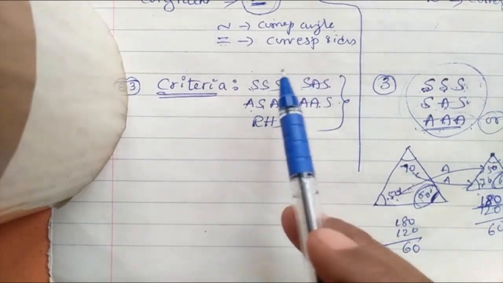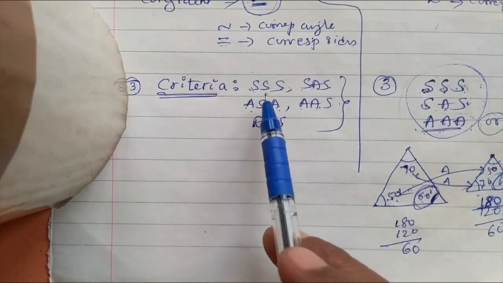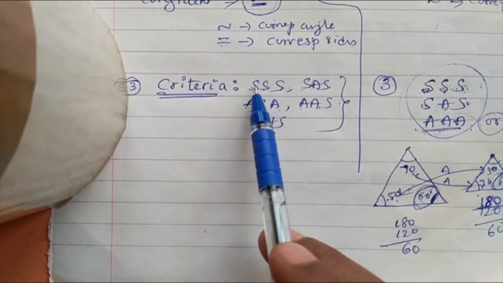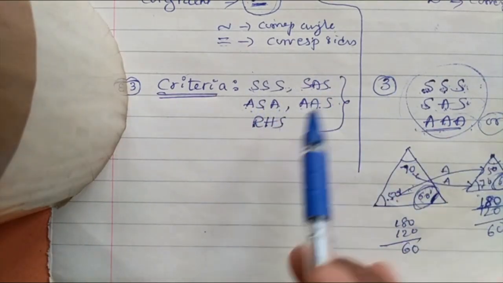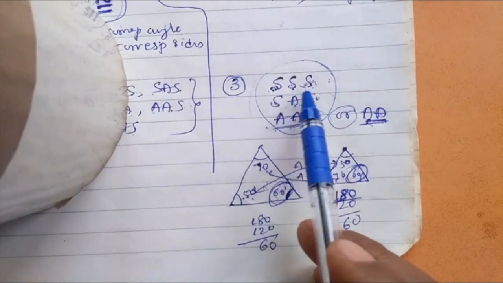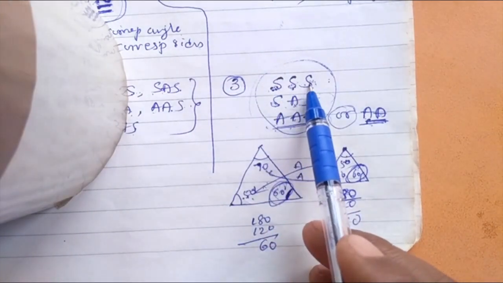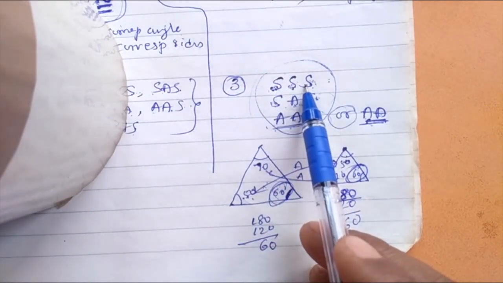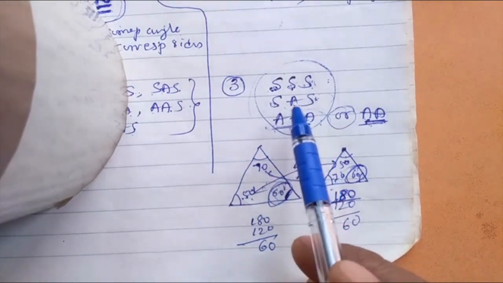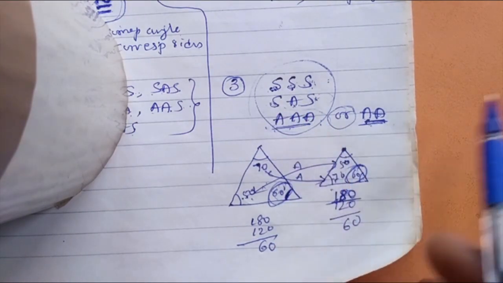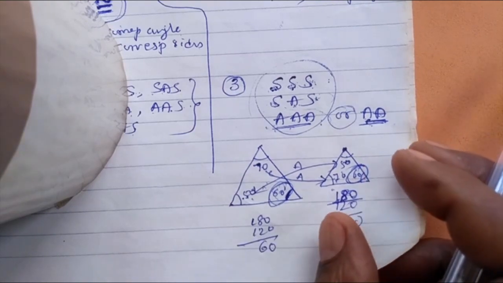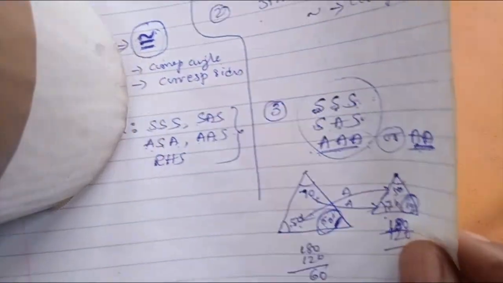The third important comparison is about criteria. There are 5 criteria. In congruence, SSS means all the three sides are equal, SAS means two sides are equal and one angle is equal, like the rest. Here in similarity, SSS does not mean all the three sides are equal, it's wrong. All the three sides are in proportion. Two sides are in proportion, one angle equal, all the three angles are equal. Also AA. AAA and AA both are the same.